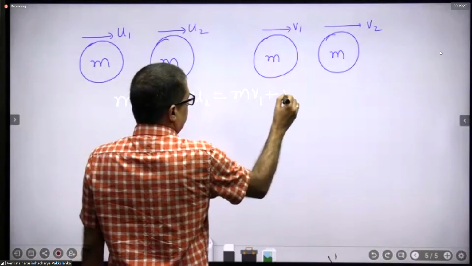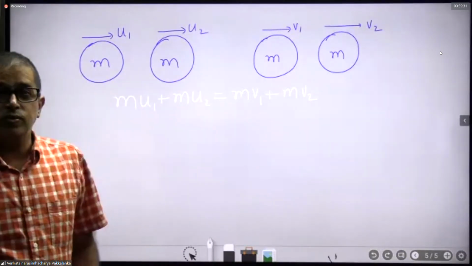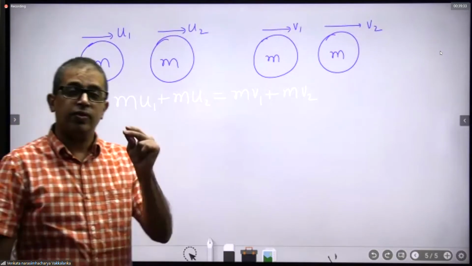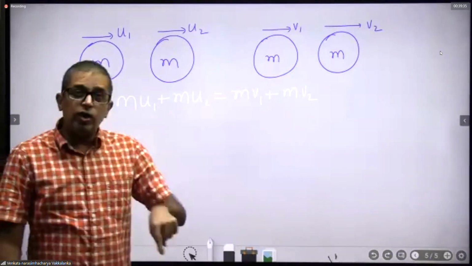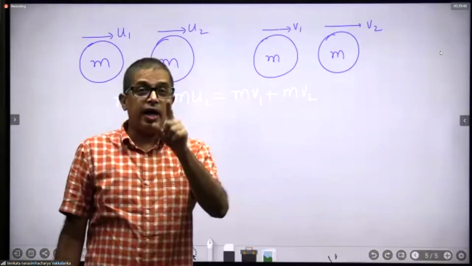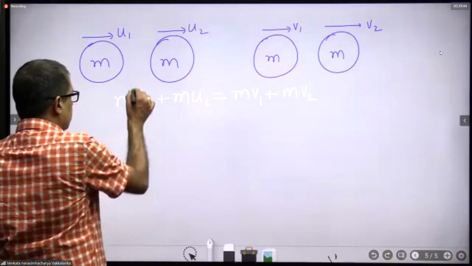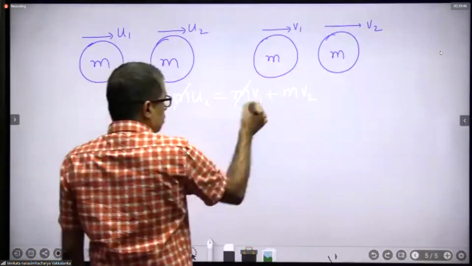M1u1 + M2u2 = M1v1 + M2v2. What equation is this? Conservation of momentum. It has got nothing to do with whether it is elastic, inelastic, or semi-inelastic. The external force on M1 and M2 put together is 0. M will get cancelled out.